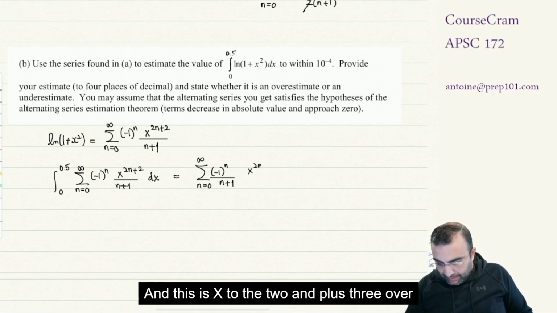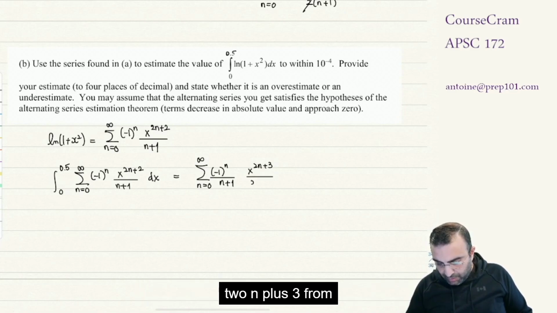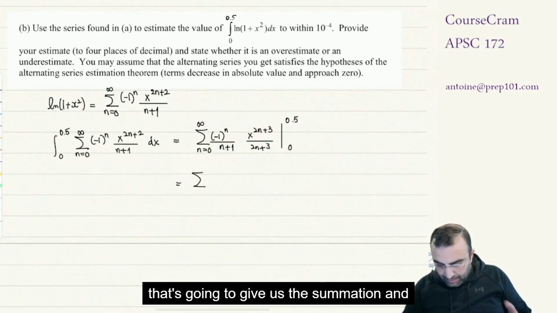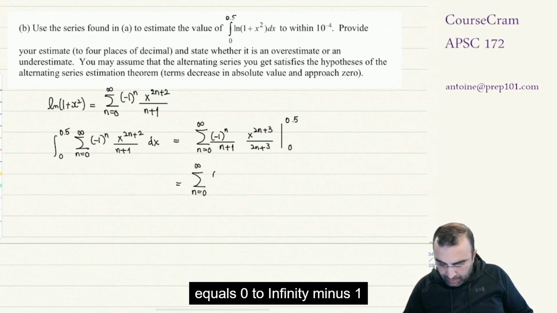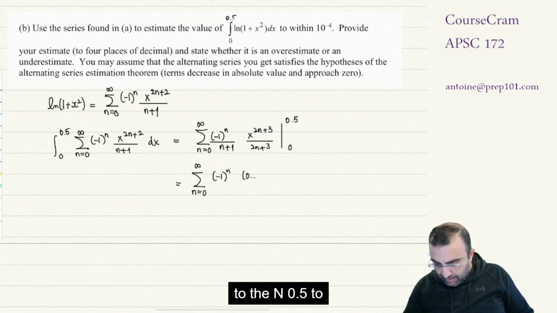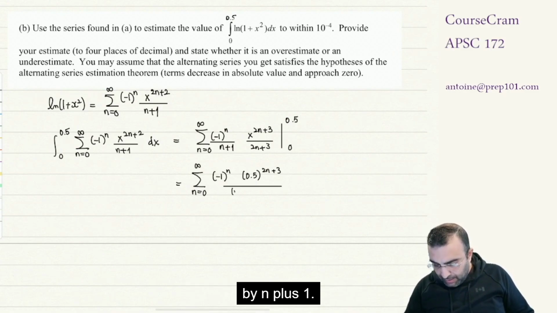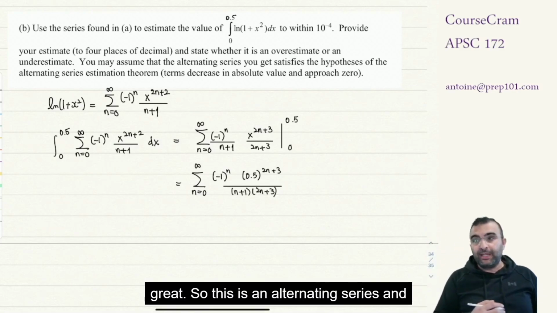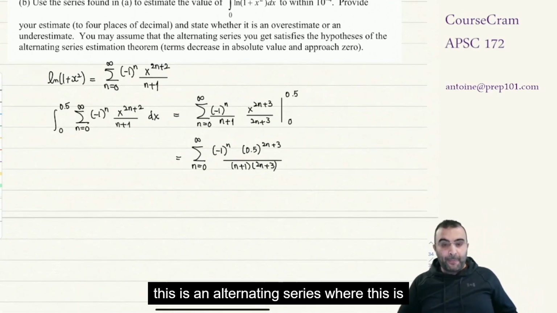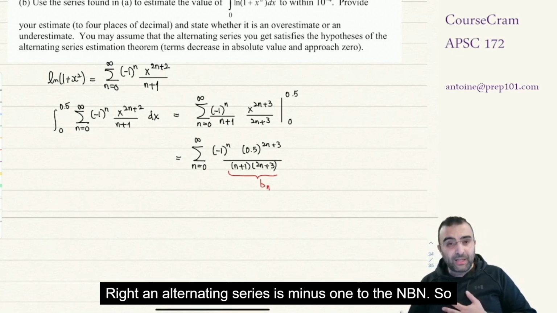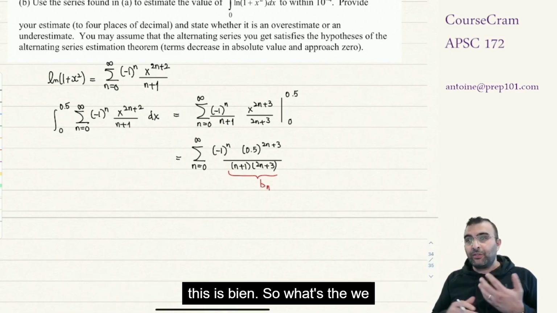And this is x to the 2n plus 3 over 2n plus 3 from 0 to 0.5. And then that's going to give us the summation n equals 0 to infinity, minus 1 to the n, 0.5 to the 2n plus 3, all divided by n plus 1 times 2n plus 3. Great, so this is an alternating series, where this is bn. An alternating series is minus 1 to the n bn, so this is bn.